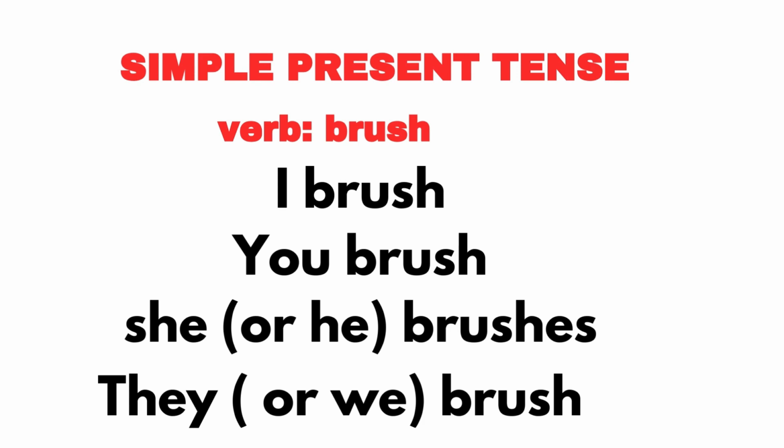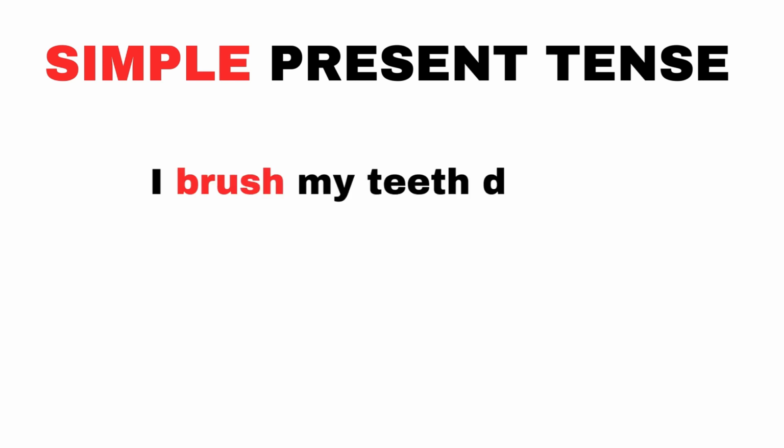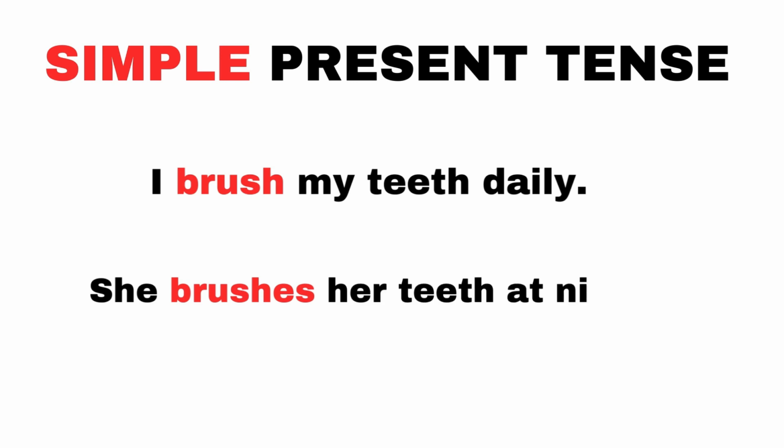Simple present tense, the verb brush. I brush, you brush. He or she brushes, they or we brush. So we use simple present tense for actions that are done frequently. I brush my teeth daily. She brushes her teeth at night. So these are habitual actions that happen almost every day.